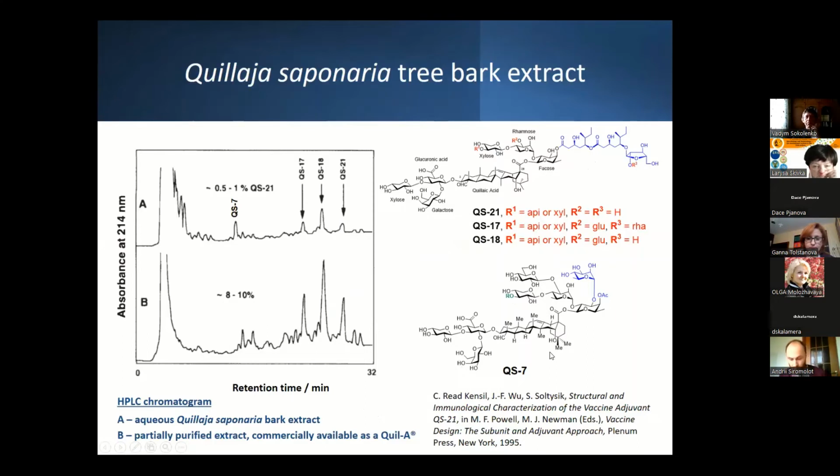Structures of those compounds are shown here on this slide. As you can see, they differ in a structure on those sugar units. For example, those 3, they have this complicated chiral acyl chain. This QS7 has just a small acetyl group here.